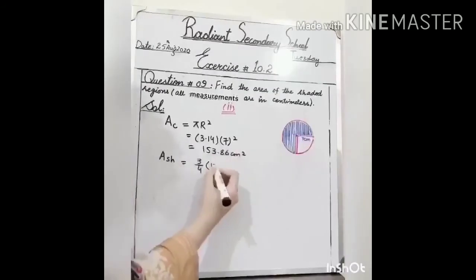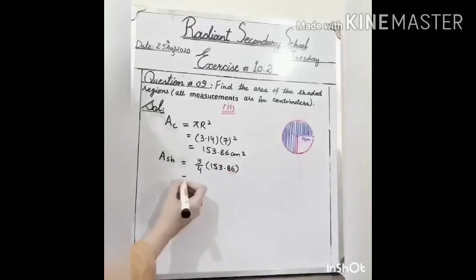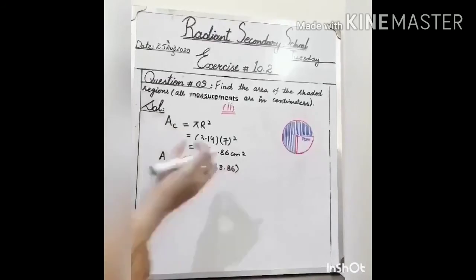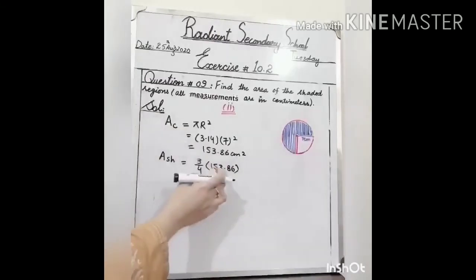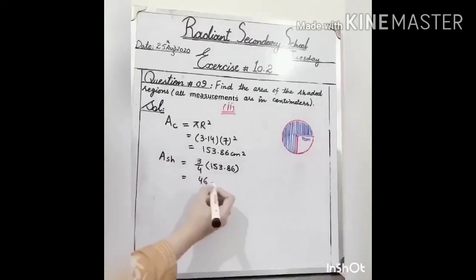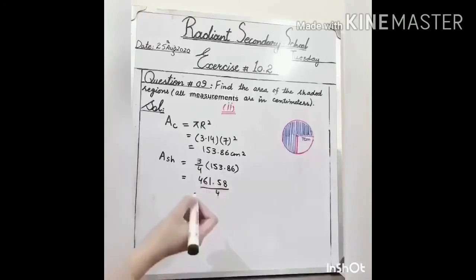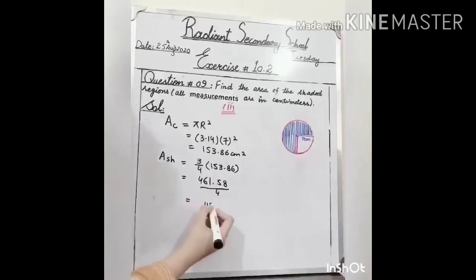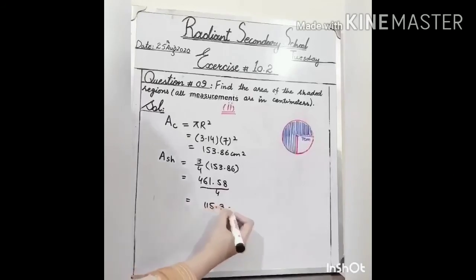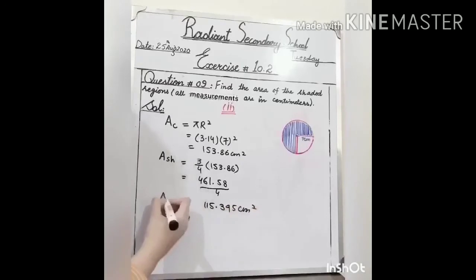The total area is 153.86. So 3/4 part of the total area. This number is first multiplied with 3. So our answer will be 461.58 divided by 4. When you divide it by 4, our answer will be 115.395 centimeter square. So this is the area of the shaded region.